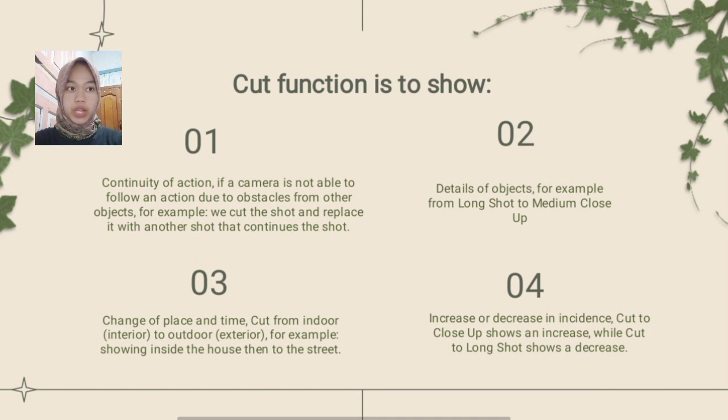Number 3, change of place and time, cut from indoor, interior to outdoor, exterior, for example, showing inside the house then to the street. And the last, the cut function is increase or decrease in incidence. Cut to close-up show an increase, while cut to long shoot show a decrease.